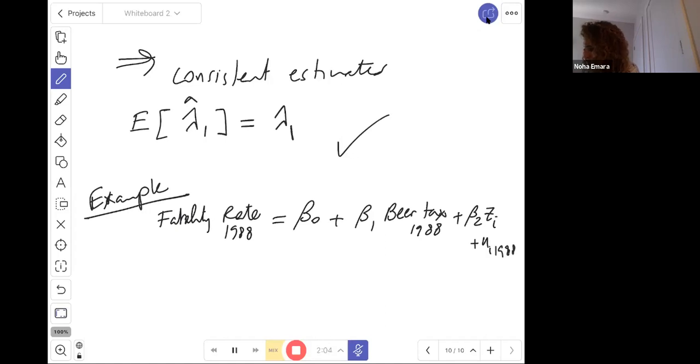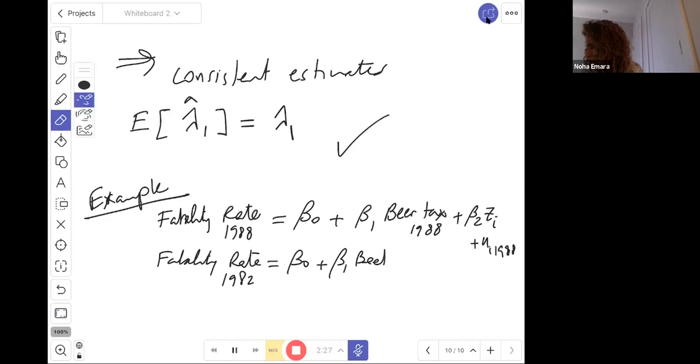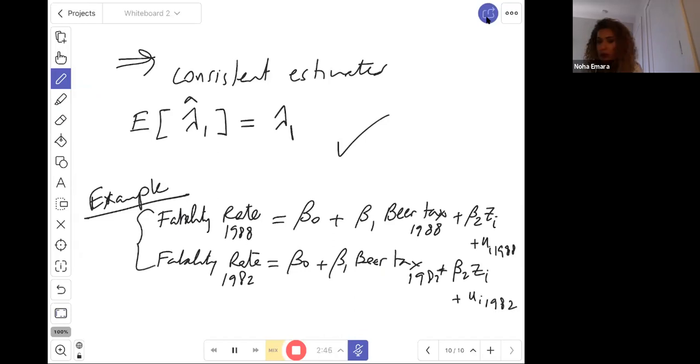They also have the same regression for 1982: the fatality rate in 1982, again beta naught plus beta 1 beer tax. Just notice that the beta 2 Z_i is the same, right? It's a constant, plus U_i 1982. Getting the first difference, we will get consistent results.